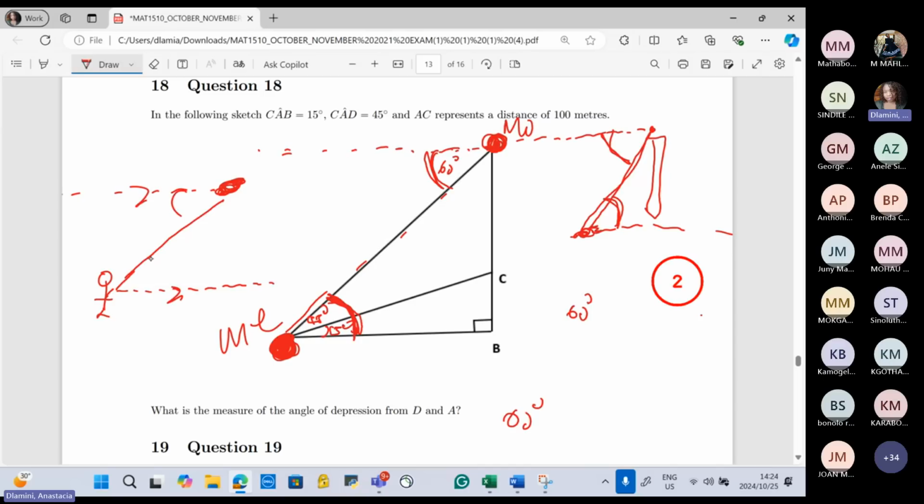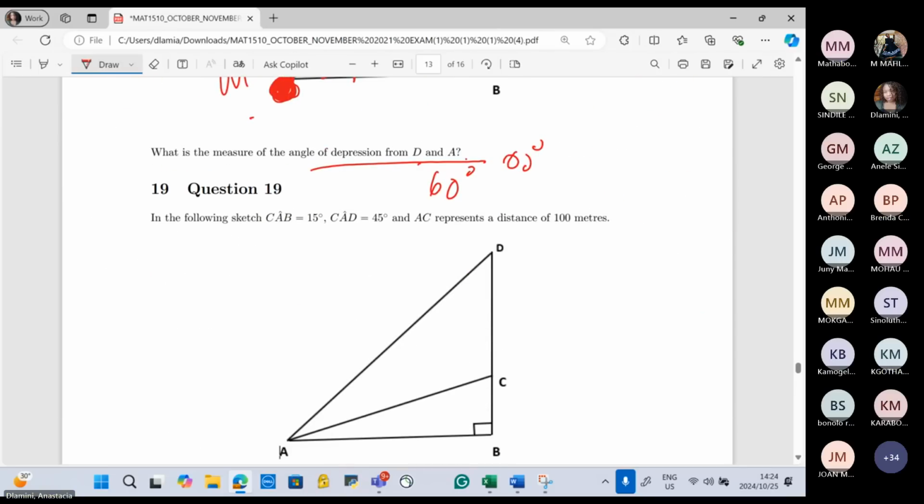Therefore, what do we call these angles if we have two parallel lines? They should be regarded as alternate angles. So we know that alternate angles are equal. So this and this are equal to 60. Meaning the angle of depression from D to A, which is 60, is actually the same as the angle of elevation from A to D. Are we all together there? Yes, ma'am.